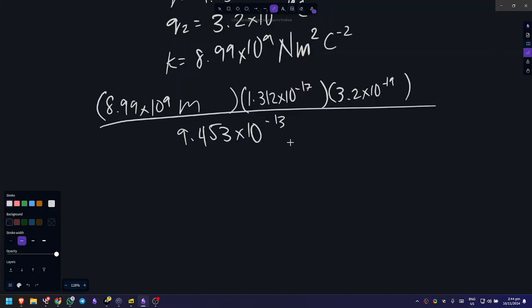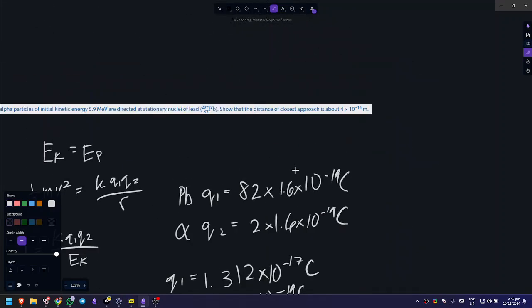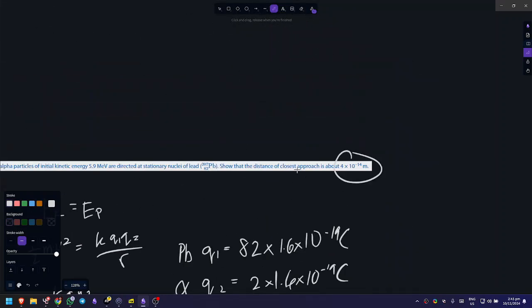So I'll plug this all into a calculator now. That gives us a final answer of 3.99277 times 10 power minus 14, which is about 4 times 10 power minus 14 meters, which is exactly what the original question was stating. All right.